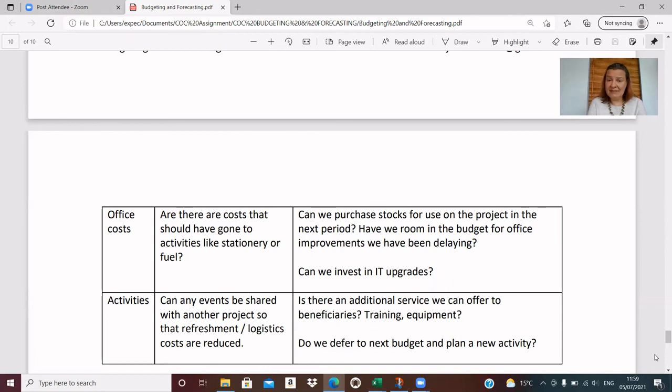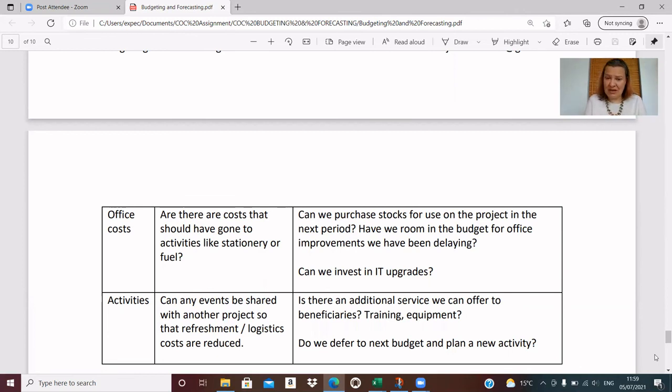On activities, if we're doing our forecasting and we're concerned we're going to be overspent, well, can we talk to another project and see if there's any events that we can share if we've got the same beneficiaries or the same community that we want to work with? Because then we can share the costs of the refreshments, the logistics, etc.